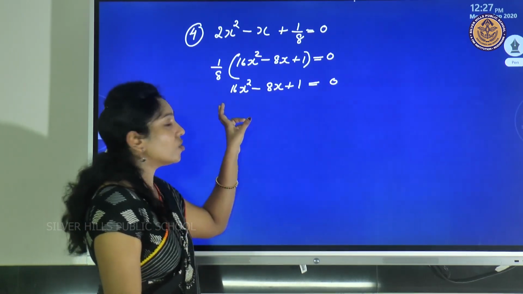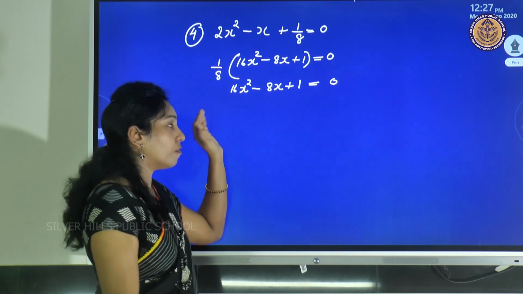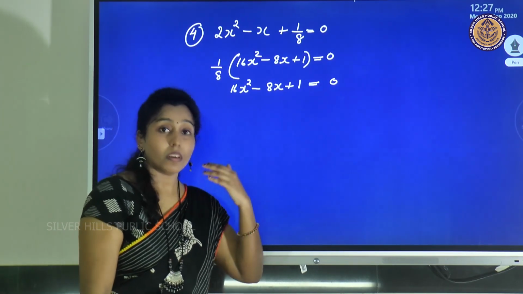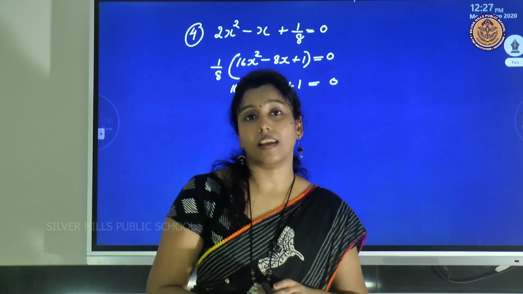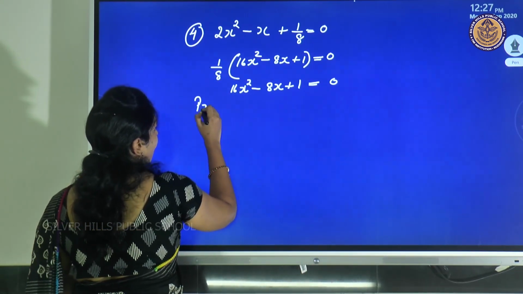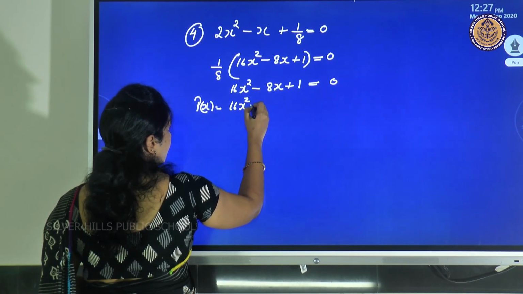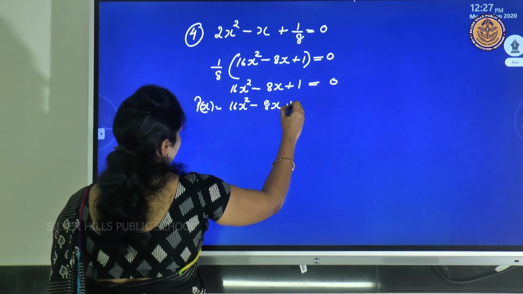Now, we are going to solve this. We are going to split the middle term of the left side expression, equate that to 0, and collect the values of x. So, let P of x be equal to 16x square minus 8x plus 1.